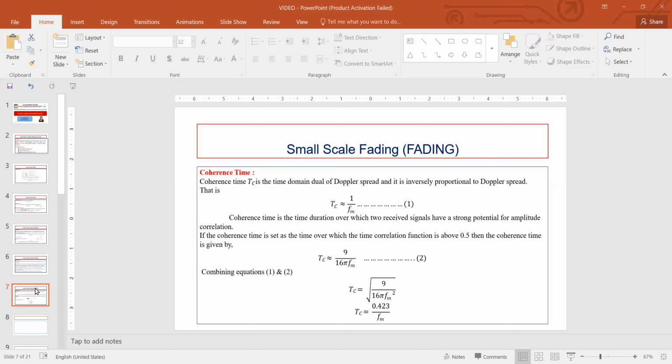This is about your parameters. The first parameter is the time dispersion parameters. Under that you have mean excess delay, RMS delay spread, and the excess delay spread. And the second one is the coherence bandwidth. And the third one is the coherence time as well as the Doppler spread.